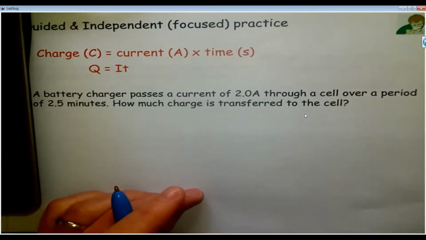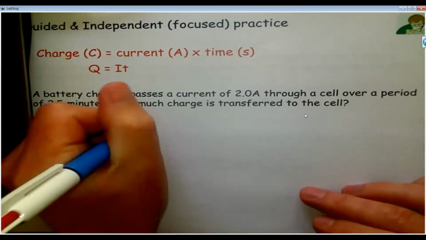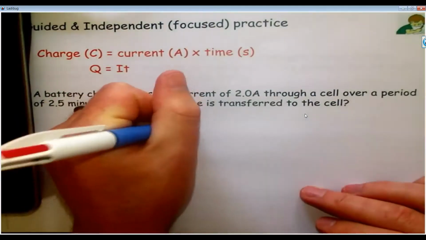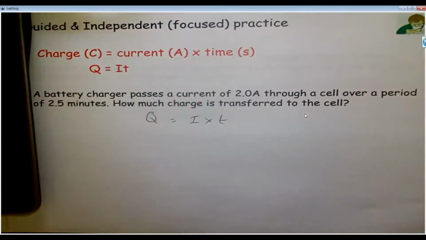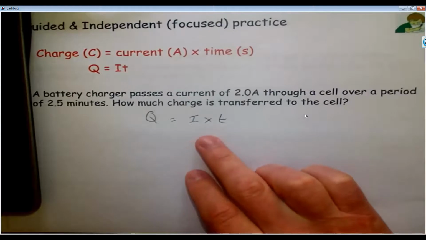So in this case, the first thing that we always do is write down the equation. Q equals IT. It's given to us at the top of the sheet, but it's not always going to be there for us. So that's number one thing that we need to do. Then we need to write down the numbers that are involved. So the current is 2.